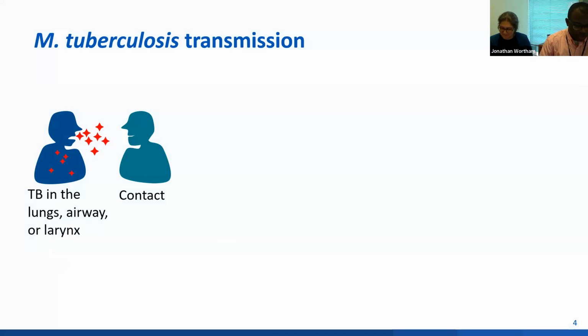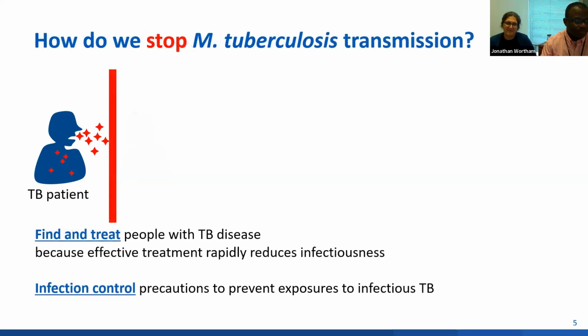And so tuberculosis transmission starts when someone with infectious TB, or TB in the lungs, airway, or larynx, is exposed to somebody who we term as a contact. There's a couple of ways that we stop transmission of M. tuberculosis. First is to find and treat people with TB disease. And hopefully we can promptly do that because effective treatment rapidly reduces infectiousness. In addition, we implement infection control precautions to prevent exposures to infectious TB.